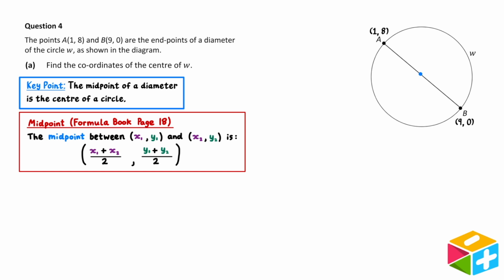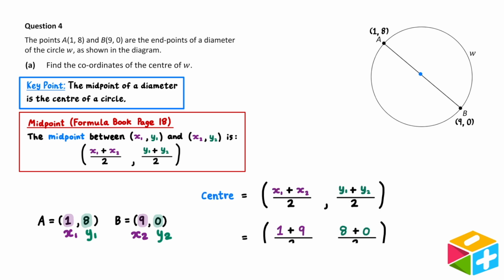We are given the two endpoints of a diameter, A, which is (1, 8), and B, which is (9, 0). If we find the midpoint of these two points, it will give us our centre. To use our formula, we'll label our first point with x1, y1. So here, x1 is 1 and y1 is 8. We'll label our second point with x2, y2. So here, x2 is 9 and y2 is 0.